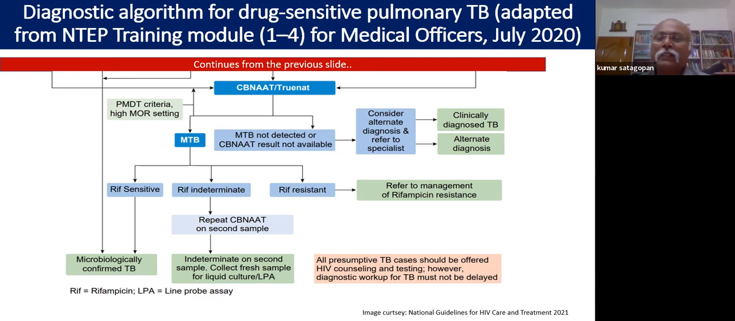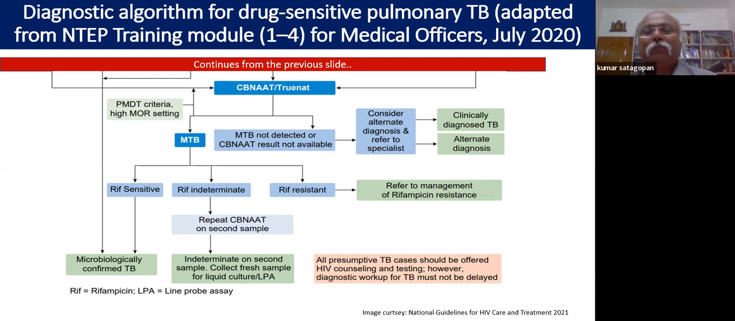And even if a drug reaction is there, when substituting, it is always better to avoid a mono drug. At any point of time, always try to give two drugs together, so that even with substitution, we don't end up with a mono drug for a few days. So these are all minute points you should know. And all presumptive TB cases should be offered HIV counseling and testing. This is an important point. So we all know whenever there is a suspected TB, we do the voluntary counseling and testing.